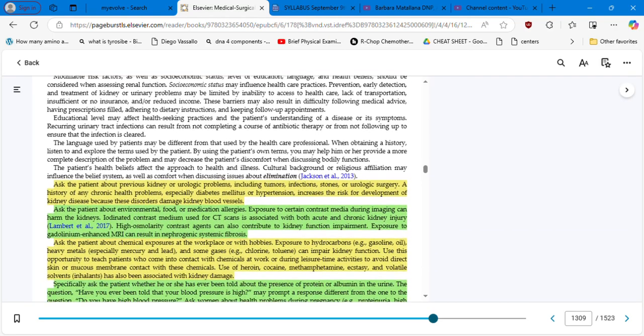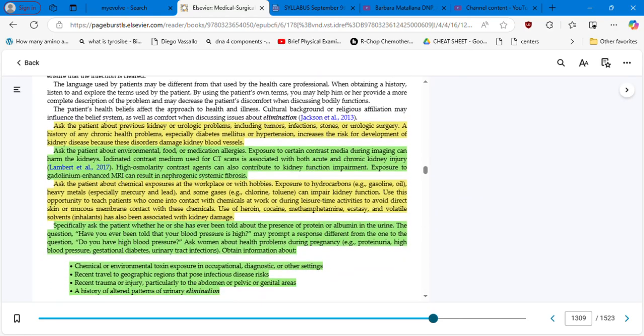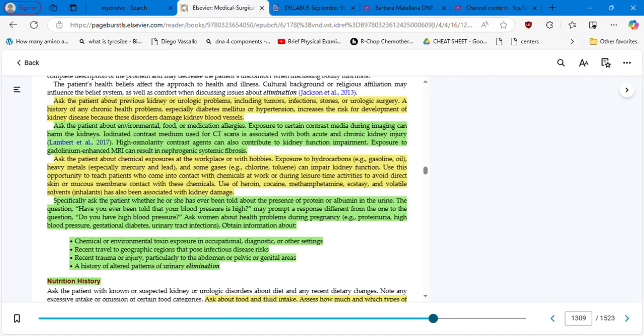Ask the patient about previous kidney or urologic problems, including tumors, infections, stones, or urologic surgery. It's important to ask. A history of any chronic health problem, especially diabetes mellitus or hypertension, increases the risk for development of kidney disease. Ask the patient about environmental, food, or medication allergies. Exposure to certain contrast media during imaging can harm the kidneys.